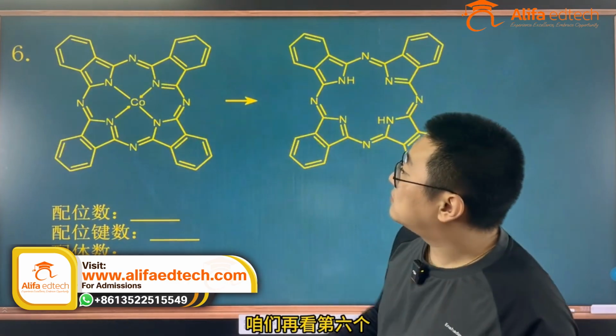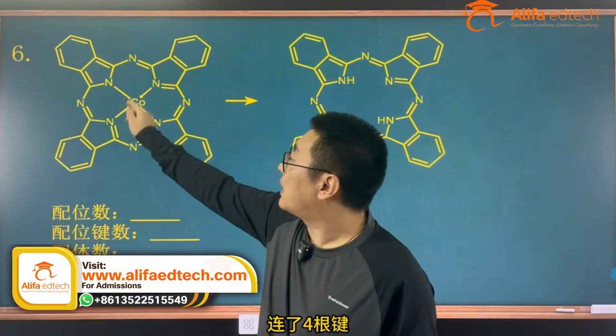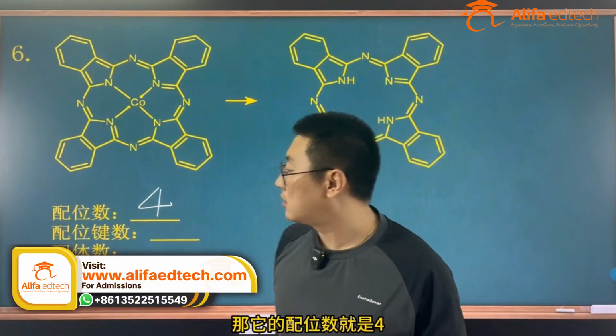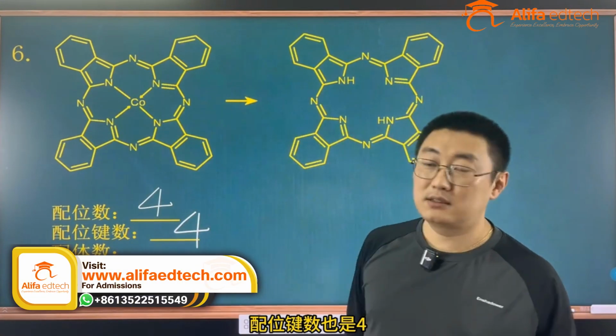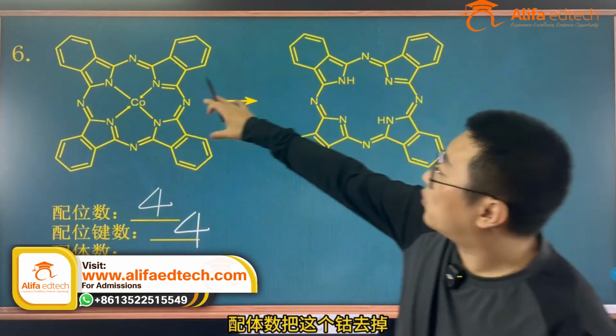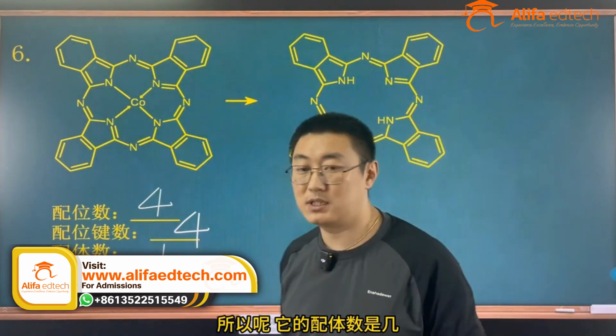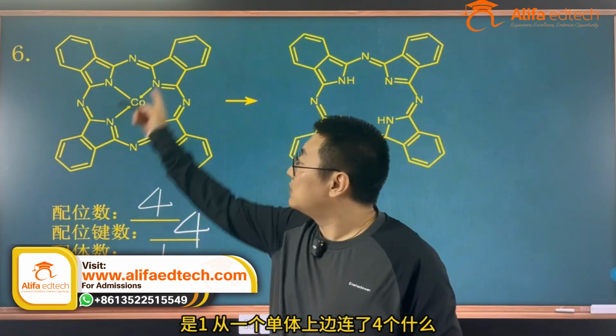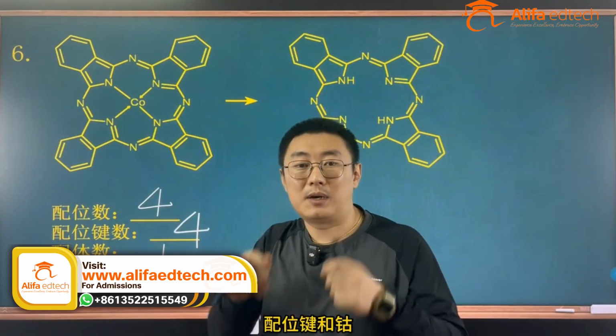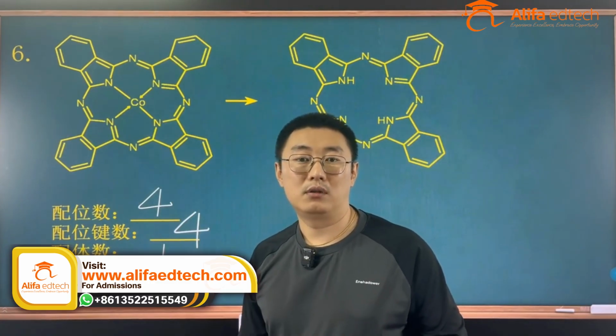Let's look at the 6th one. Central atom is silicon connected to 4 pieces. So its coordination number is 4, and coordination bond count is also 4. For ligand number, after removing the silicon, how many is this? It's 1. So what's its ligand number? It's 1. From 1 monomer, 4 coordination bonds are connected to silicon. Understand?